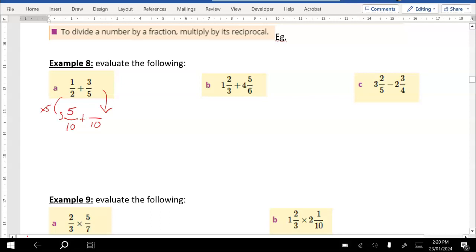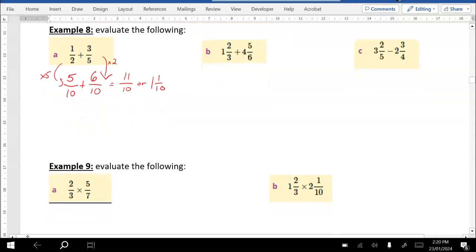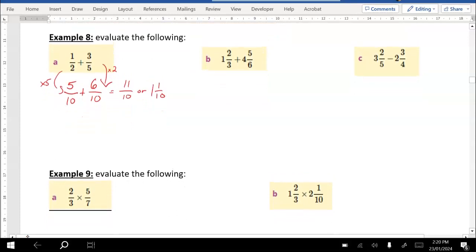Do the same with the top number, and I had to multiply by 2 to get an equivalent fraction of 3/5 to 6/10. So therefore, I can now add up the 5 and the 6, and that gives us 11/10, which is a proper answer, or 1 1/10. So if we're going to add together numbers like this, we want to change them to improper fractions because it's going to be a lot cleaner, and we're going to make sure we get it right.